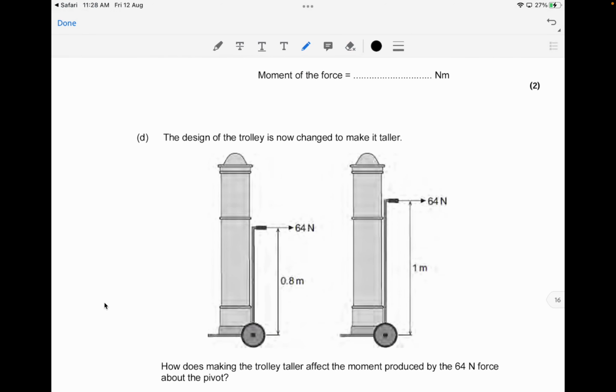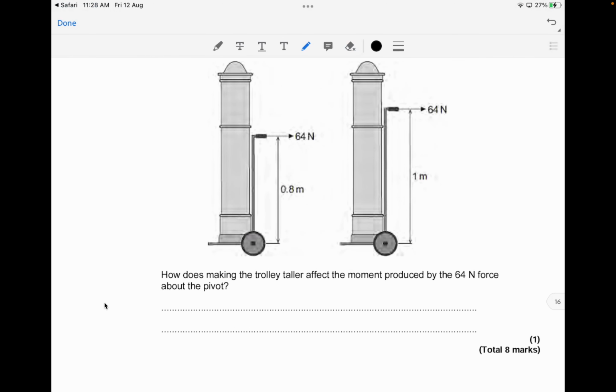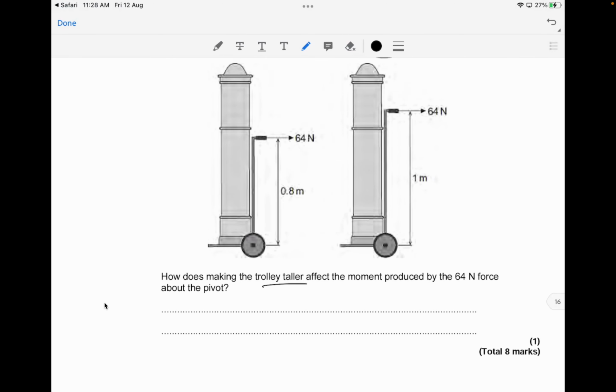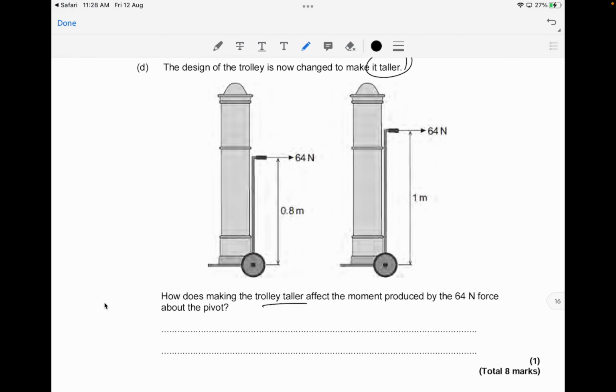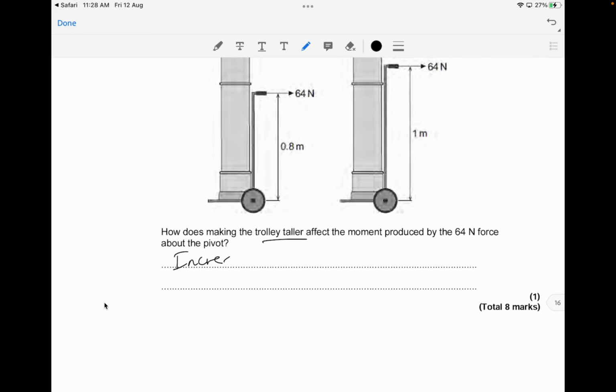Now the design of the trolley is changed to make it taller, so increasing the distance technically. How does making the trolley taller affect the moment produced by the 64 Newton force? Like I said, if you increase the distance, it'll indirectly increase the moment. So you have to say it's going to increase the moment. All right, let's move on to the next question.